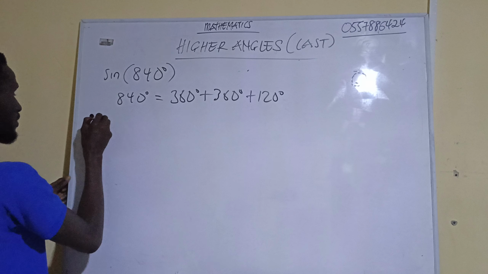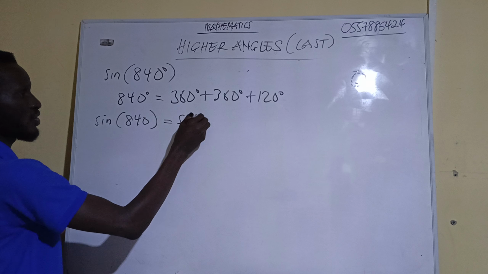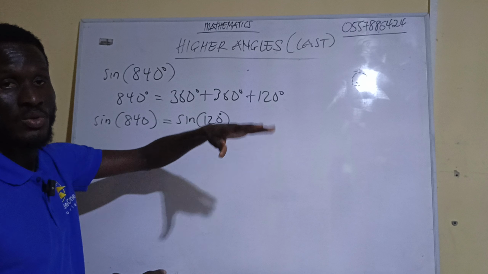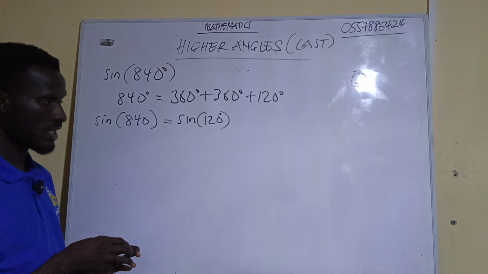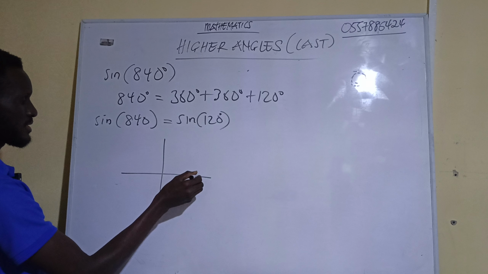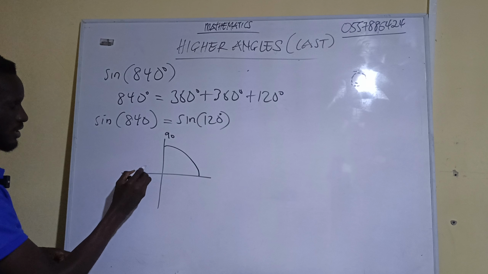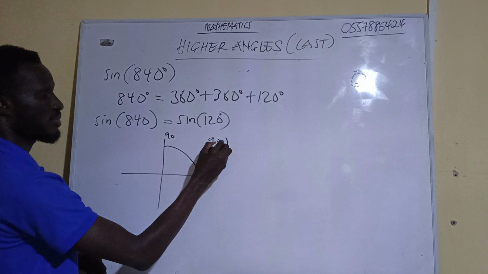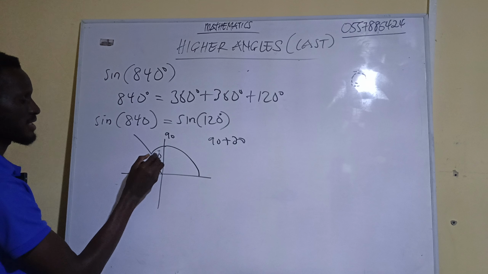So in other words, if I'm looking for sine 840, then I will just look for sine 120, because the two cycles bring us back to the start. You understand? Now let's look at sine 120 here. The 120 is in the second quadrant. This side is 90. We need 120, so I will need 30. 90 plus 30 will give us 120. So let's say this side is 30 degrees.